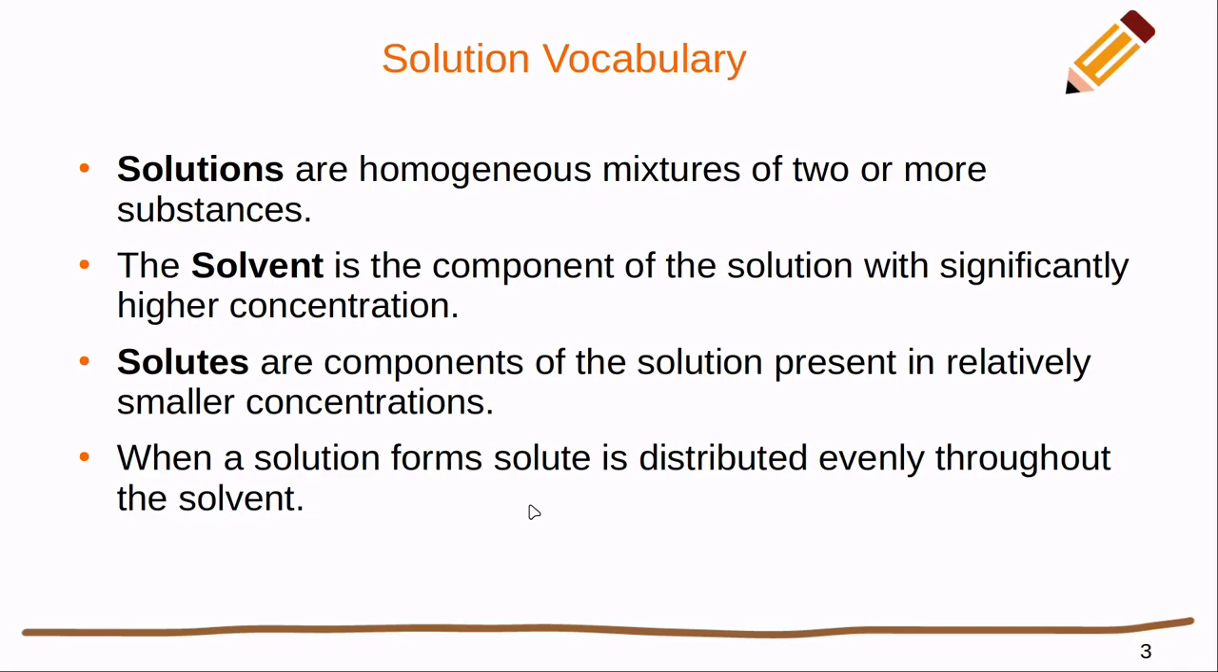So first, let's get some of our vocabulary out of the way. Solutions are homogeneous mixtures of two or more substances. The solvent is the component of the solution with significantly higher concentration. So the majority of our solution is going to be the solvent. Solutes are components of the solution present in relatively smaller concentrations. So these are the smaller bits that we're going to add to our solvent in order to form a solution. When a solution forms, solute is distributed evenly throughout the solvent.